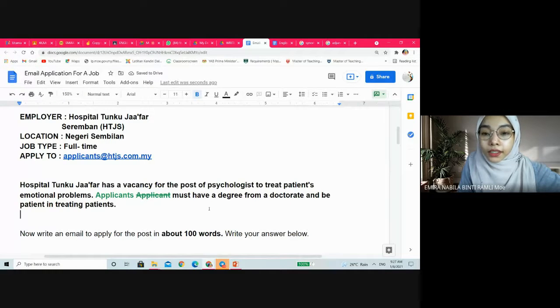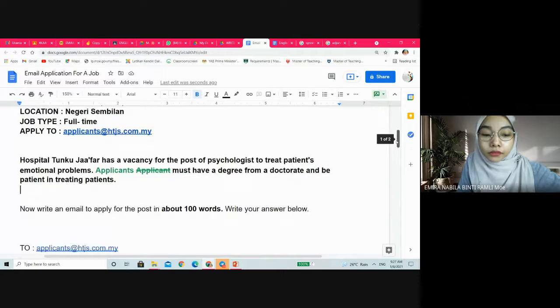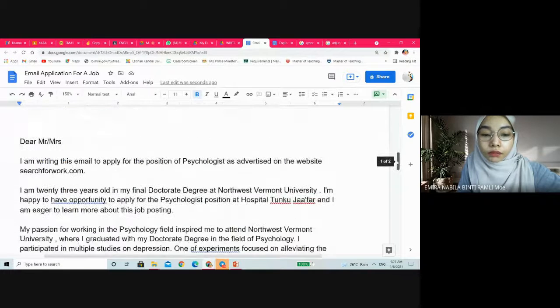Okay, this is not what we are trying to assess. Kita memang tak nilai dia punya advertisement, tapi ni untuk language awareness awak sendiri. Bila awak cakap para pemohon mestilah ada degree, you have to say applicant, awak tambah S. Okay, kita belum start nilai lagi her email. Applicants must have a degree. Dia kena ada S dekat applicants.